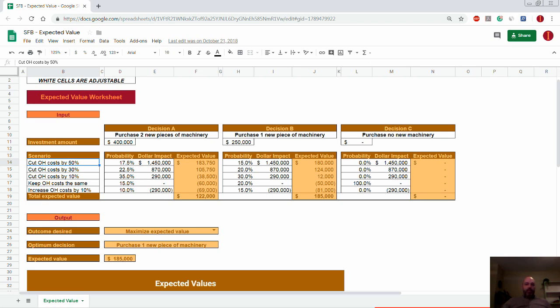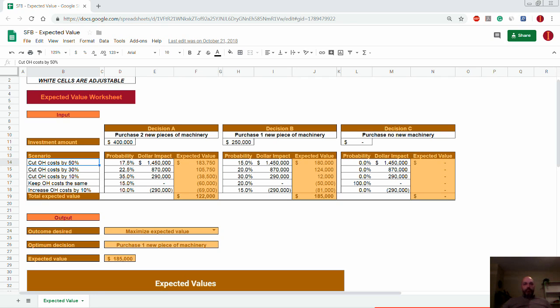But the 5 scenarios we went with in the example here are: overhead costs will be cut by 50%, by 30%, by 10%, overhead costs won't change, or overhead costs will increase by 10%. So those are 5 scenarios. And if you look at the worksheet here, basically by doing this, we've created a matrix. We've got decision A information here, and then we've got scenario information going across, and where they meet is where we'll put the probability and the dollar impact.